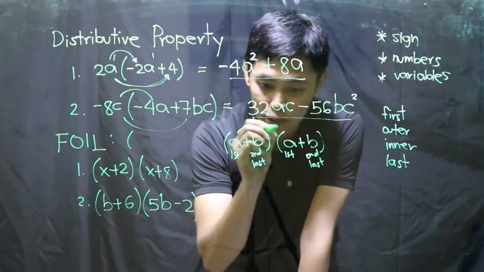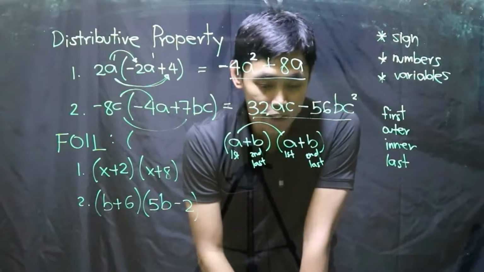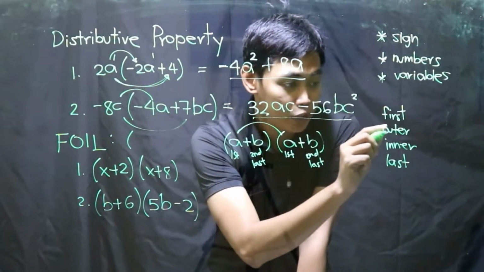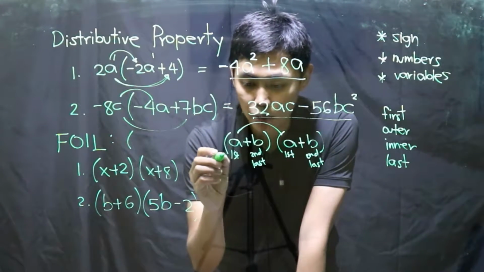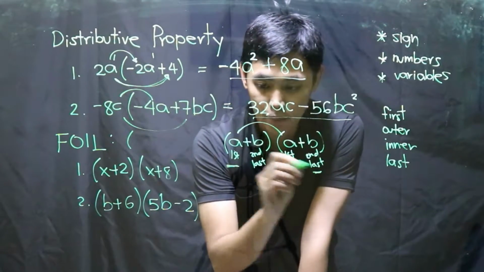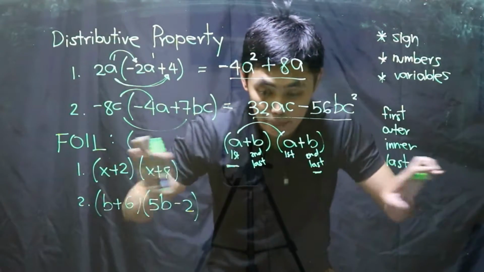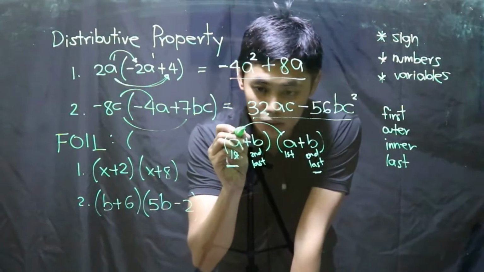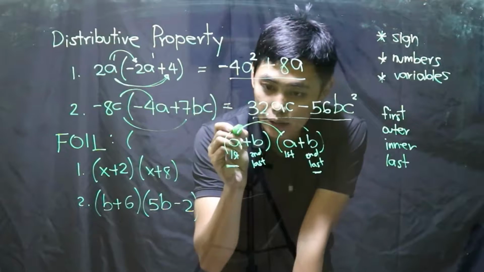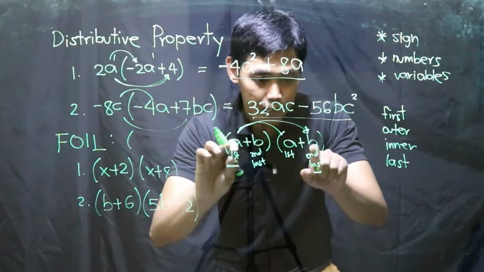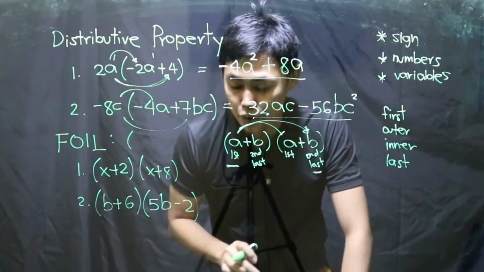So, A times A. Okay? Are you following? Very good. Next, we are going to evaluate the outer terms. So, the outer terms are this one and that one because they are away from each other. Okay? So, we will need to evaluate A and B, since they are the outer terms.